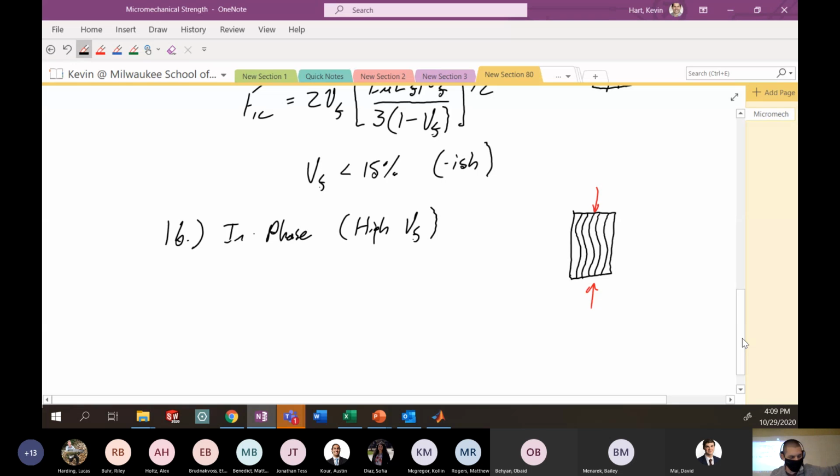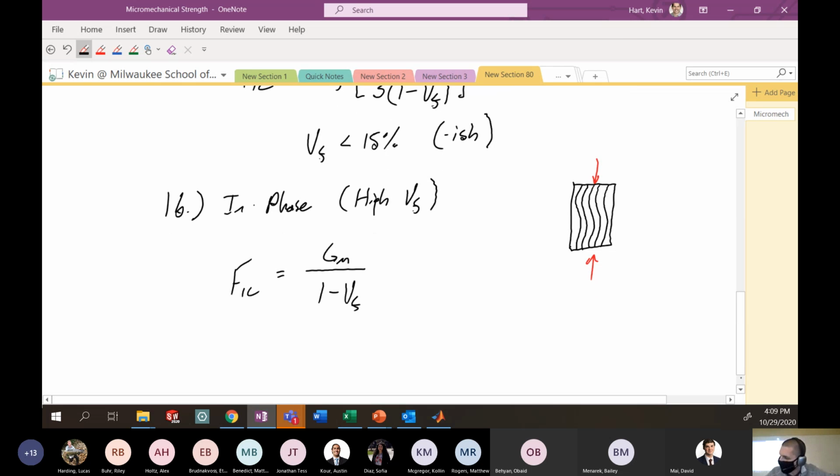In this situation, we're governed by properties of the matrix because the matrix is going to fail in shear near where those kink bands are going to form. So here we have F1C equal to the modulus of the matrix, which is a weird phenomenon, divided by 1 minus VF. And this is for volume fractions like 15 to, I don't know, 60 or 65%. Let's say 65%. And again, this is ish. Okay, close.